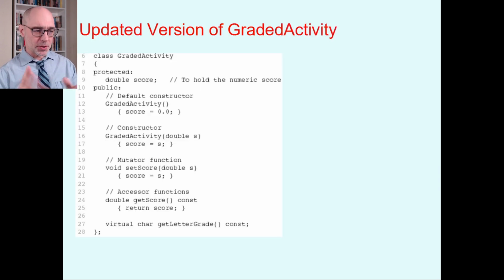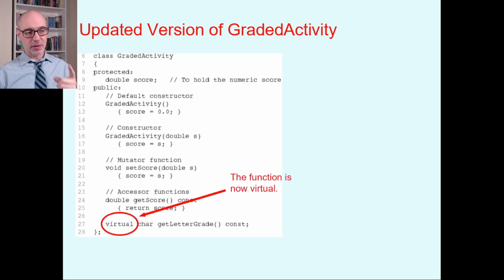Okay, so here's an example where that happens. If we take the graded activity parent class from last time, and this is almost exactly what you see here on screen, it's got a single member variable called score. It has a couple of constructors. It has an accessor and mutator. But the thing that we were really focused on is the function that's prototyped at the bottom here, the getLetterGrade function. And you can see that compared to last time, we've made one tiny little change down on line 27. That is, we've tagged that function with this virtual keyword that we were talking about.